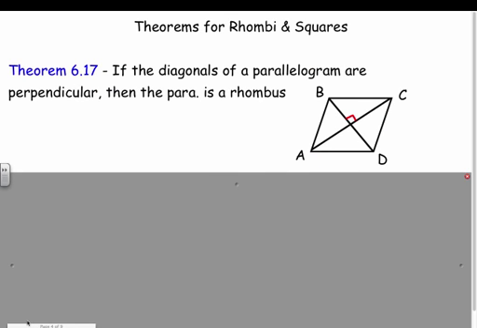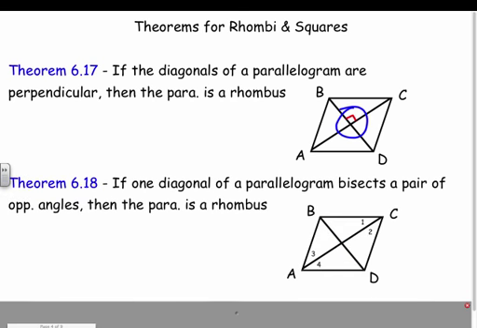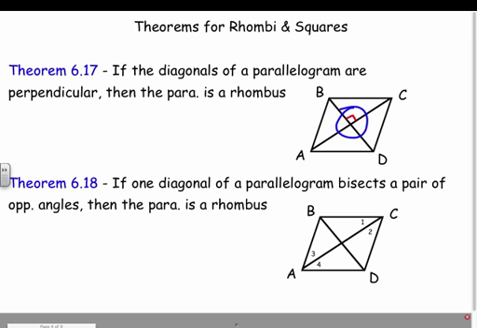Okay, we got a few more. If the diagonals of a parallelogram are perpendicular, then that parallelogram is a rhombus. So this is just the converse of that first theorem. If I have a parallelogram and I prove that there's a perpendicular in there, then I know that it's a rhombus, right? If I show that the diagonals are perpendicular, I can state that it's a rhombus. Same thing with bisecting the angles. If I show a pair of opposite angles are bisected by that diagonal, I know it's a rhombus.